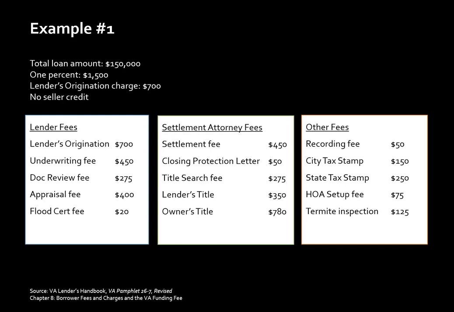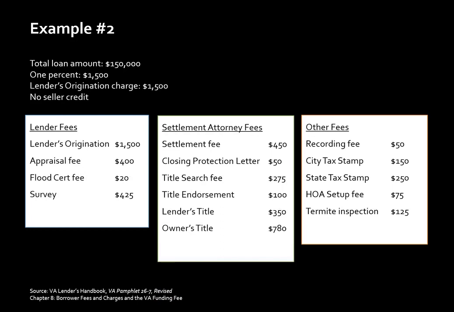unallowable fees. The lender's only charging a $700 origination, which means you have an additional $800 that you can charge to the veteran, and those can be what's considered unallowable fees. So in this case, it would be the underwriting fee, the doc review fee, the closing protection letter, and you can charge about $25 of the termite inspection, and then the rest would have to be covered.